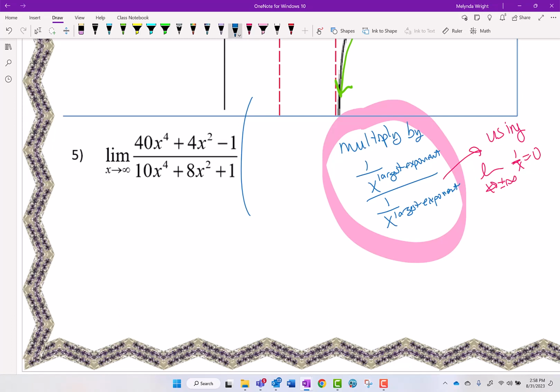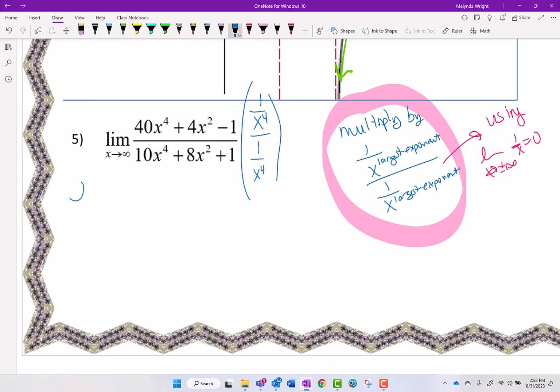All right, so I'm going to multiply by 1 over x to the 4th over 1 over x to the 4th. That's what I'm going to do. That's the algebra technique for this. So the limit as x goes to infinity of 40x to the 4th over x to the 4th plus 4x squared over x to the 4th minus 1 over x to the 4th, all over. See, I distributed 1 over x to the 4th to all the things on top.